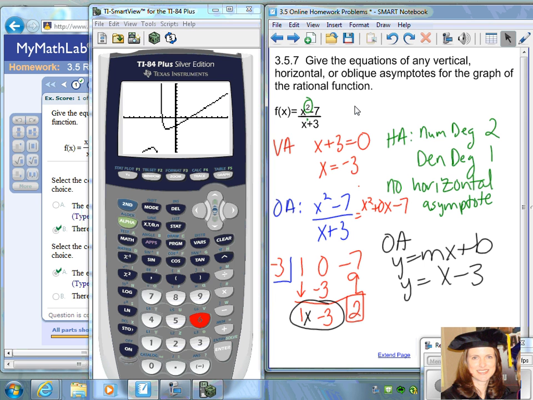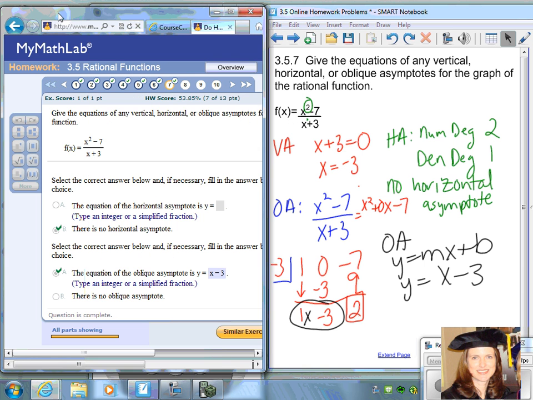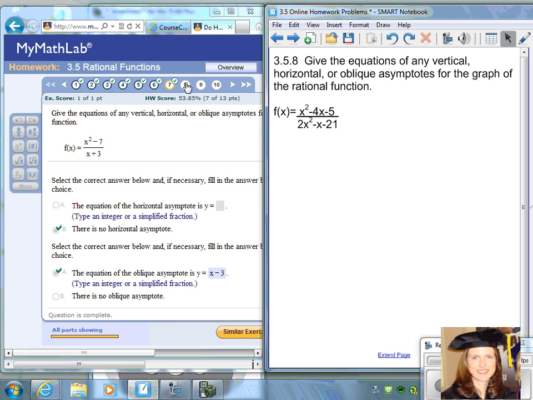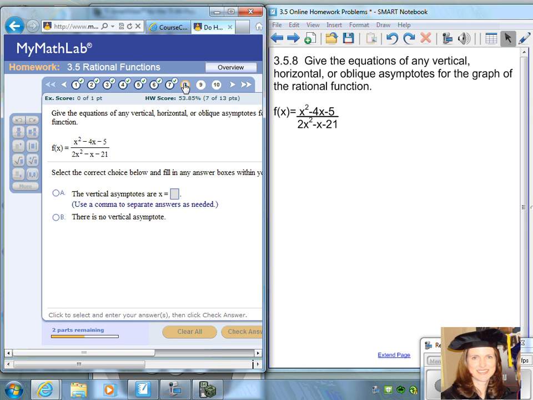So the way you determine any asymptotes without a calculator is by setting the denominator equal to 0 to find a vertical. Look at the degrees to find a horizontal. And then if the degree in the numerator is 1 more than the degree of the denominator, then you're going to use synthetic division. Let's look at number 8. Give the equations of any vertical, horizontal, or oblique asymptotes.